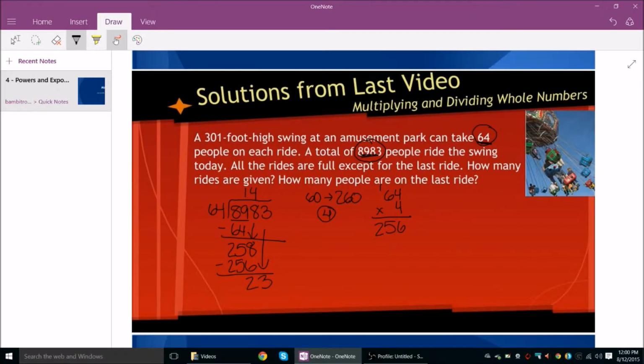Now we've got 23. Every time I bring down a number, I have to put a number on top of my division. I have to try to divide. So 64 doesn't go into 23, which means it goes in 0 times. And now I'm out of numbers, so that means that 23 is actually also my remainder. So for my final answer, there were 140 rides in that given day, and there were 23 people on the last ride.